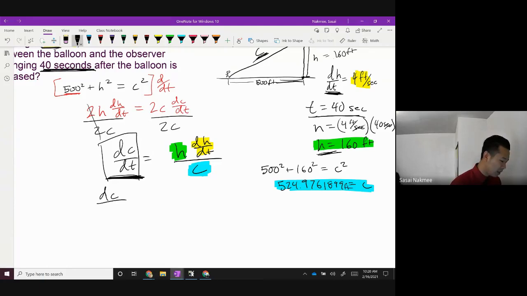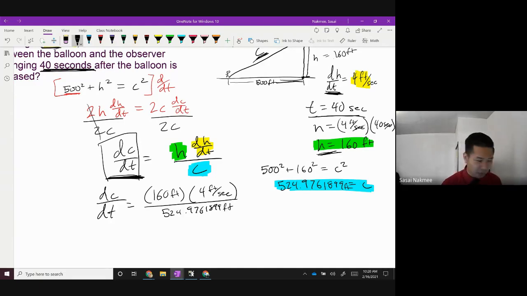dc/dt is equal to h, which is 160 feet, times dh/dt, which is 4 feet per second. And this is all being divided by 524.9761899 feet. Again, if you put the units in here, it's easier to see what your units are going to end up with.